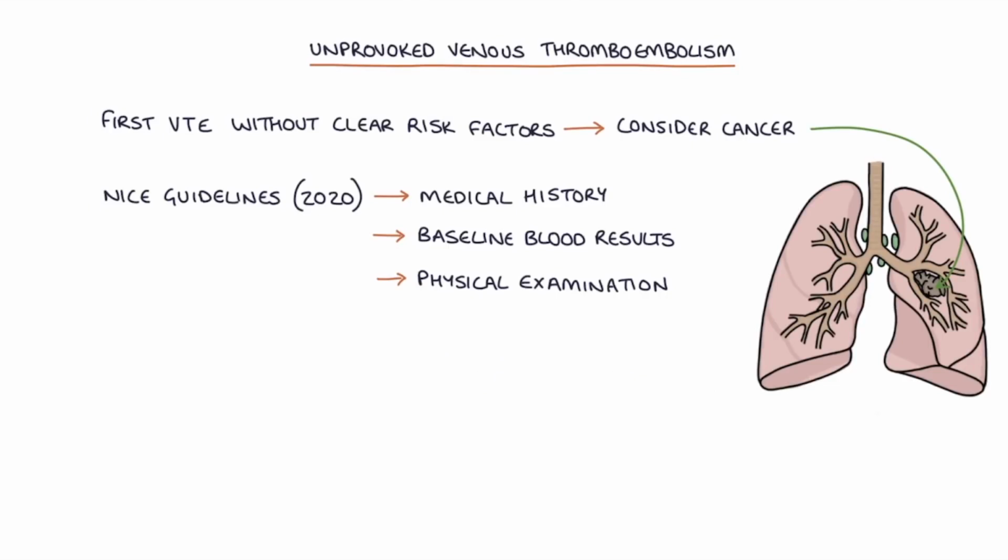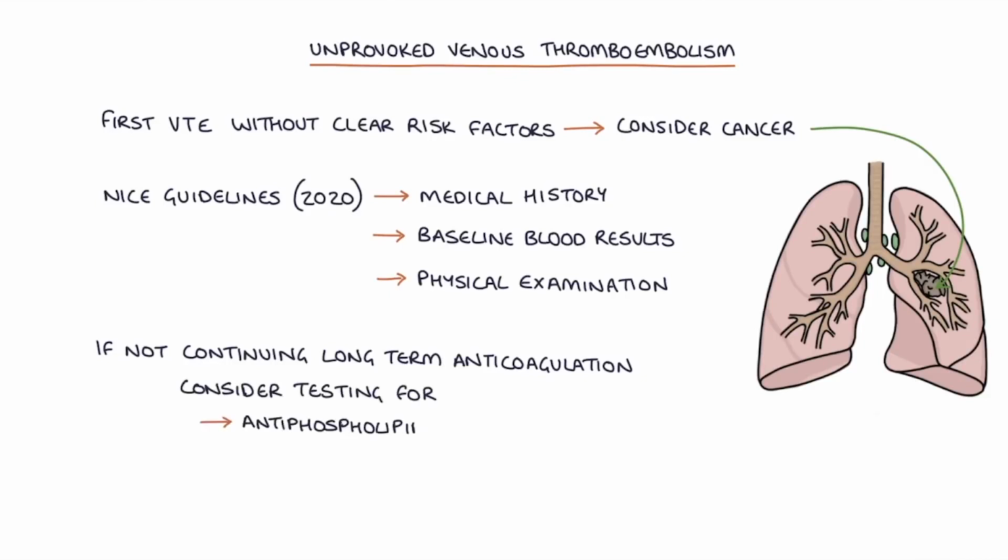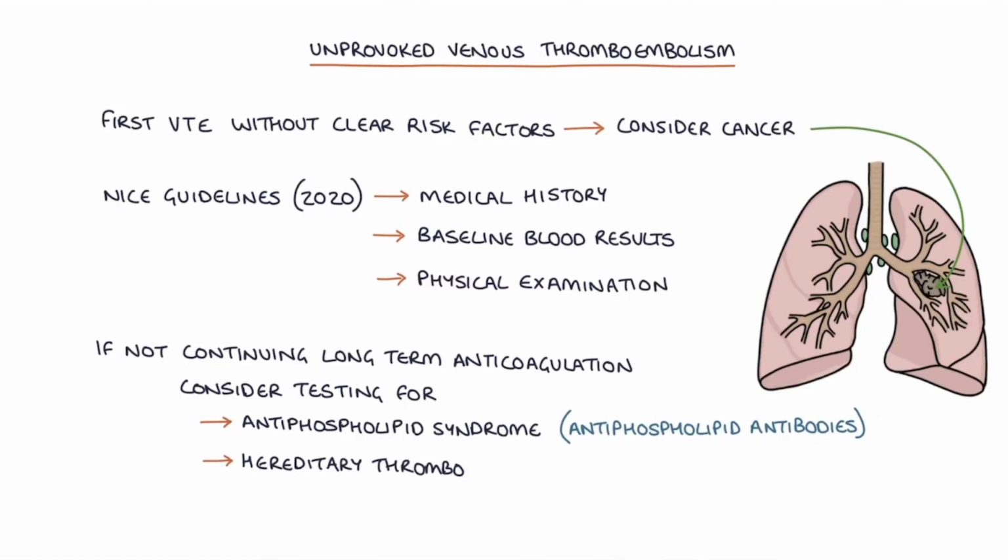In patients with an unprovoked DVT or PE that are not going to continue long-term anticoagulation, for example, they finish 3 to 6 months of treatment and they're due to stop, the NICE guidelines recommend considering testing for antiphospholipid syndrome, which involves checking the antiphospholipid antibodies, and considering testing for hereditary thrombophilias, but only if they have a first-degree relative who's also affected by a DVT or a PE.